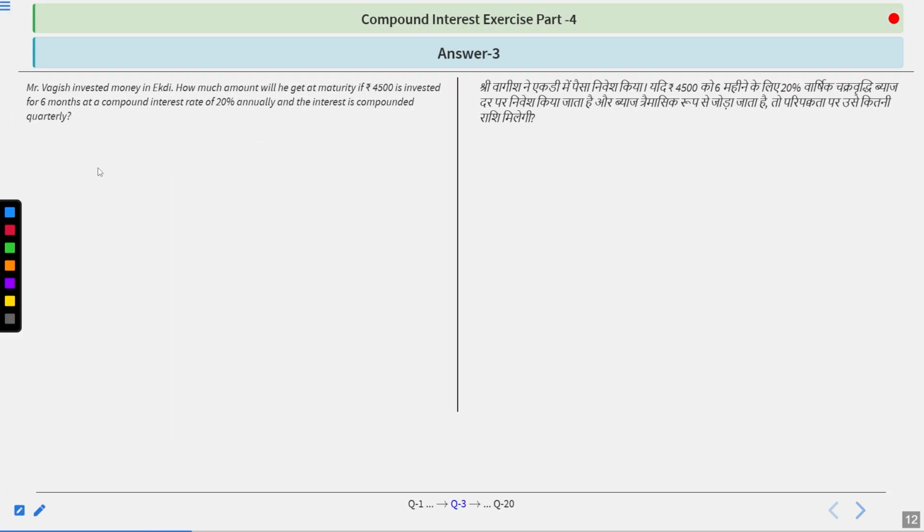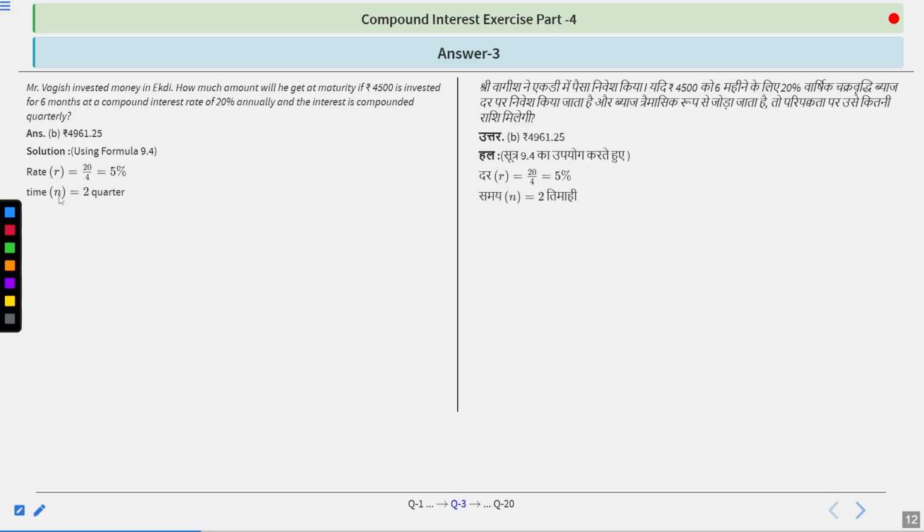So Wagis has invested in AGD and we have to find how much amount he will get on maturity. He has invested rupees 4500, the time period is 6 months and the compound interest rate is 20% annual, but the interest is compounded quarterly. The answer to this question is option B, rupees 4961.25, and we are using formula 9.4 to solve this question. Here the rate was 20% annual, but we have to find quarterly. So that becomes 20 upon 4, that is 5%. Time period is equal to 2 quarters because 6 months has 2 quarters of 3 months and 3 months.